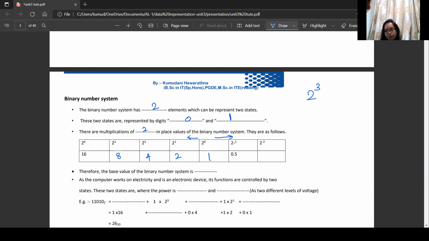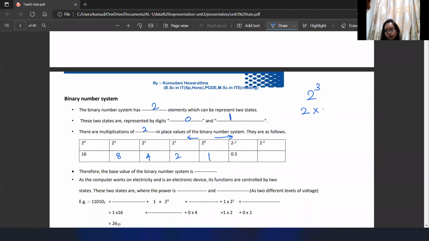Can you remember how to take 2 to the power 3? Just multiply 2 by 2 again by 2. 3 times you have to multiply 2. So 2 into 2 is 4. 4 into 2 is 8. That manner you have to take.